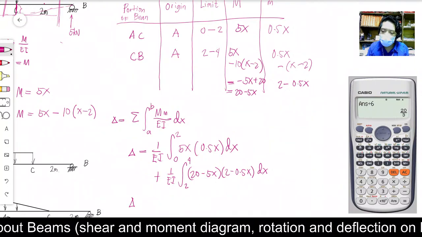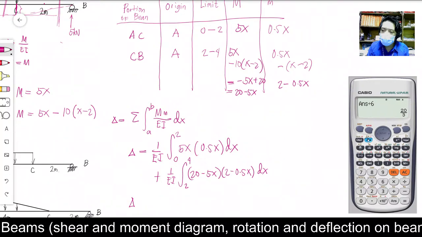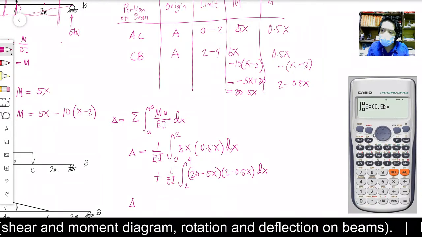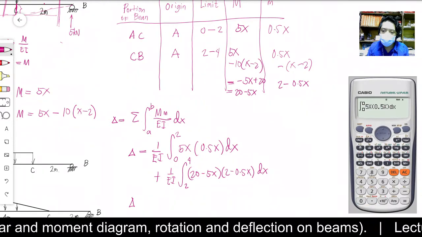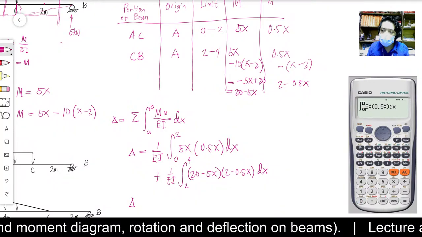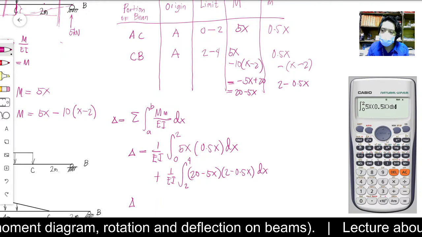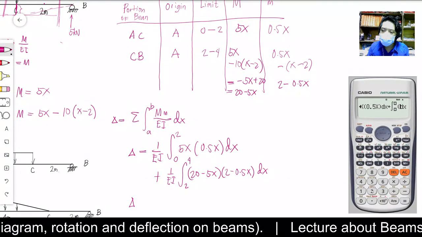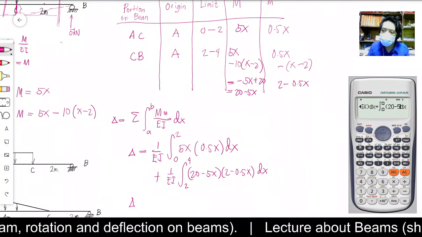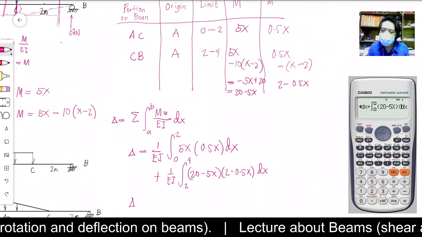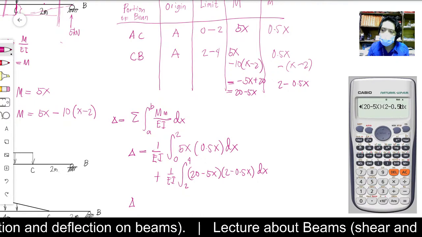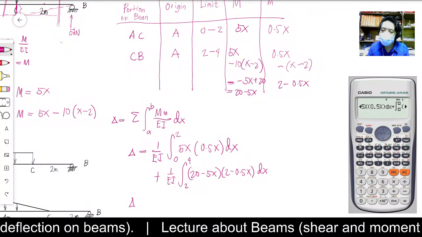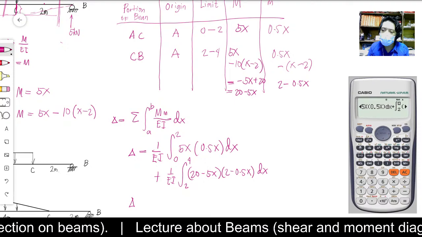Okay? So, let me use the calculator. Integral of 5x and 0.5x from 0 to 2, plus the integral of 20 minus 5x times 2 minus 0.5x from 2 to 4.